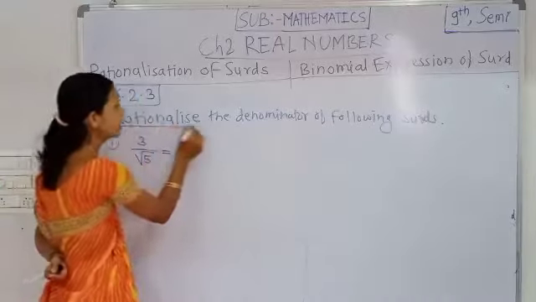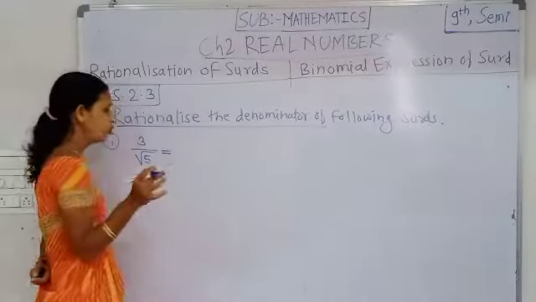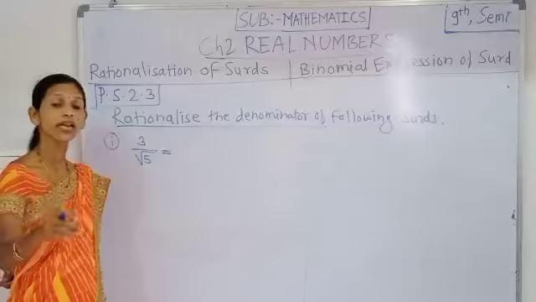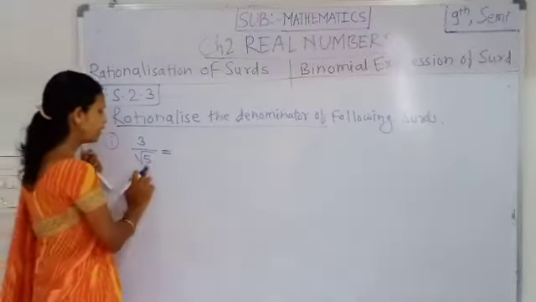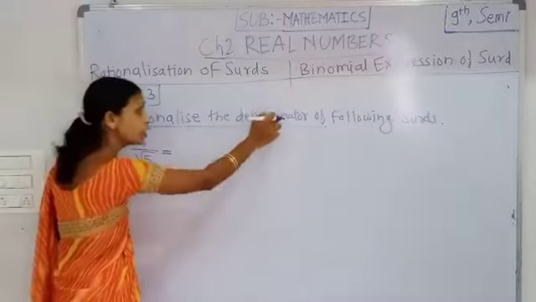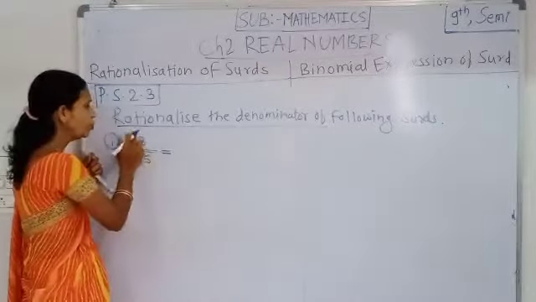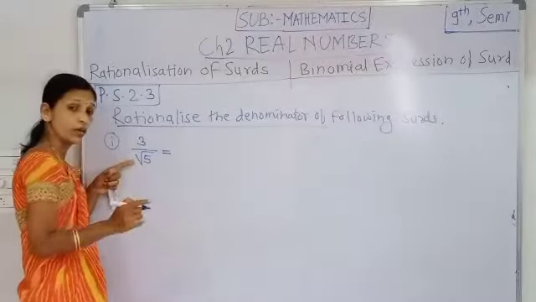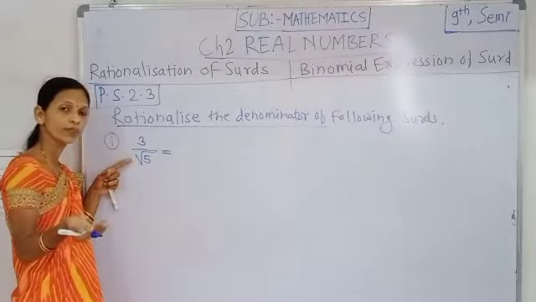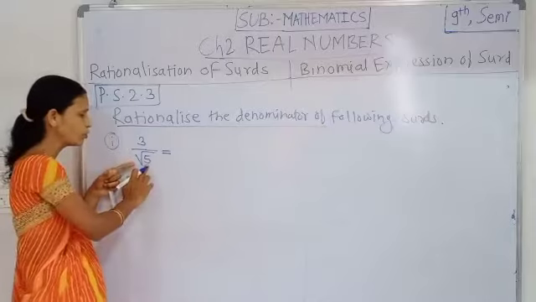For rationalizing the denominator, we have to use the rationalizing factor of that surd. We have to rationalize the denominator only, not the numerator. Here the denominator is root 5, and root 5 is also a rationalizing factor of root 5.